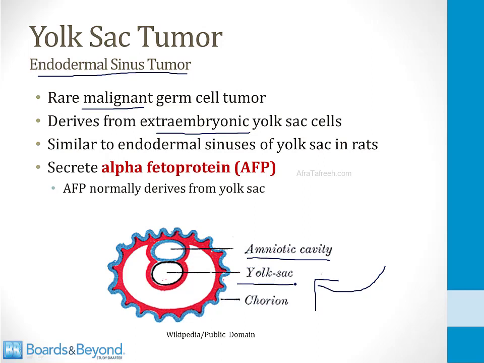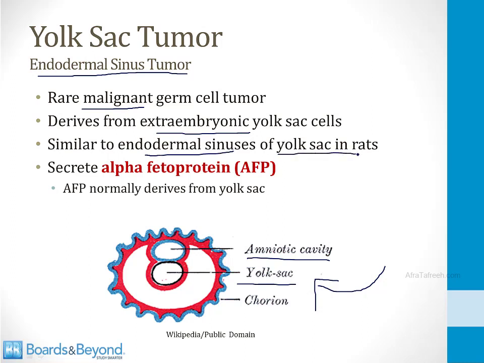Much of that yolk sac will go on to develop the gut tube and the GI tract, but some of it will become extraembryonic, meaning outside of the embryo, and those are the types of cells that are found in yolk sac tumors. It's called an endodermal sinus tumor because under the microscope the cells look similar to the endodermal sinuses of the yolk sac in rats.